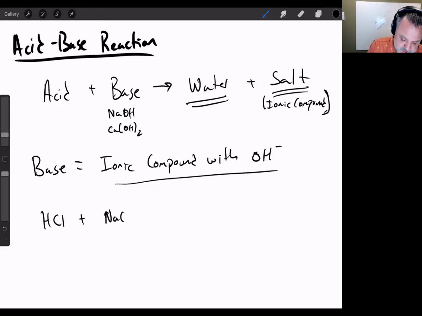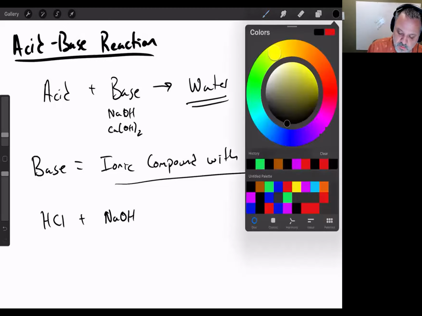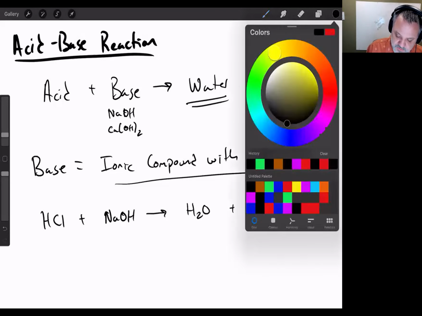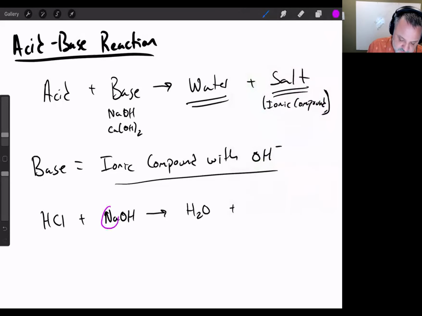And if a base is hydroxide, then water is one of the products, and so is some other salt. Well, what's the salt going to be made out of? It's going to be made out of sodium. Well, in this case, it's sodium, and in this case, it's chlorine or chloride. So the salt in this case is sodium chloride.